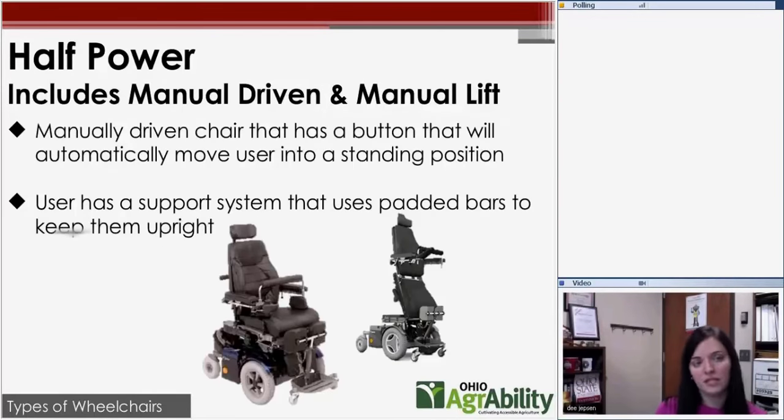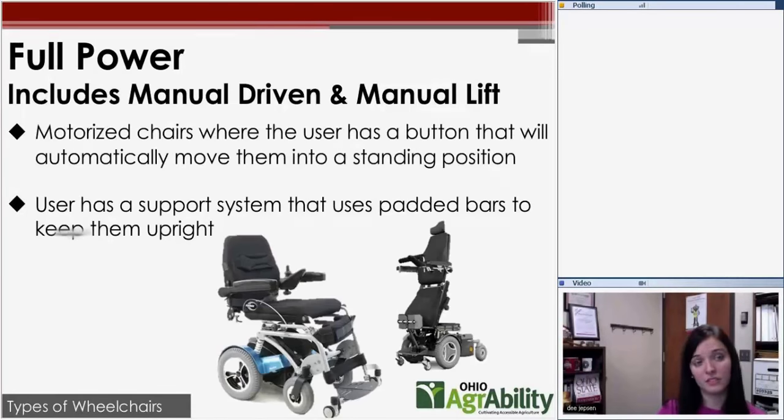The next type of chair is a half-power standing chair. This chair is manually driven and a power lift. So again, the chair is manually driven, but when the person goes from a seated to a standing position, that is operated through a joystick system. So it just raises the user up without, again, that hydraulic system where the user would need to manually push themselves upright.